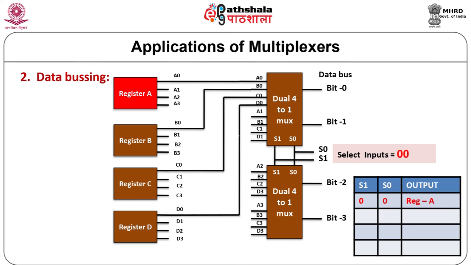When S1 and S0 are both 00, then register A contents will appear on the data bus. When S1 and S0 are equal to 01, then register B contents will appear on the data bus. When S1 S0 is equal to 10, then register C contents will appear on the data bus. Similarly, when S1 and S0 are equal to 11, the register D contents will appear on the data bus.